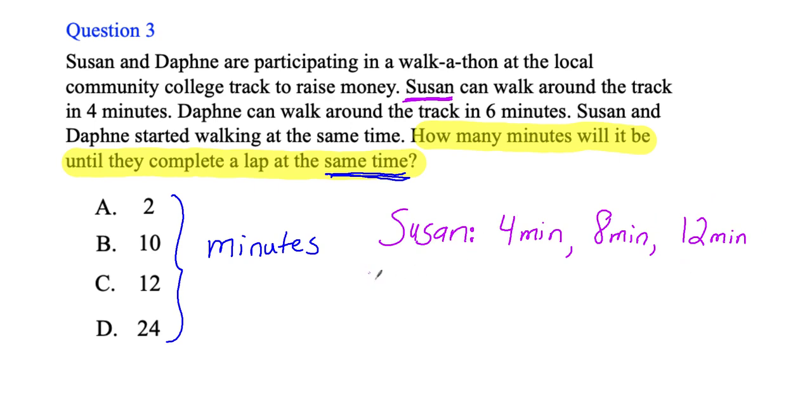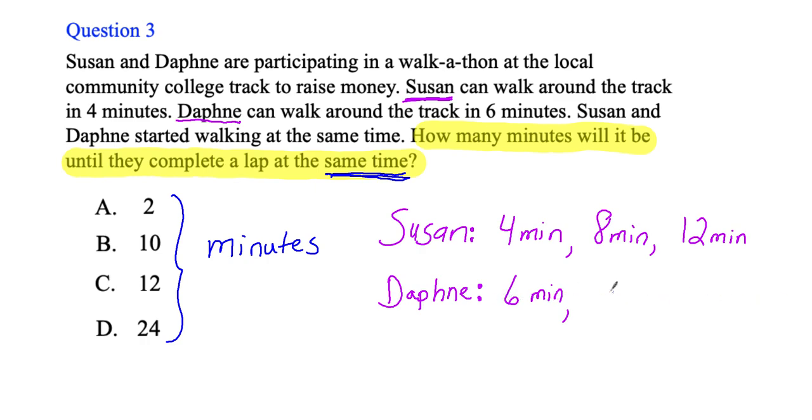Now, let's go to Daphne next. Again, I am concerned when the time is the same. I'm not concerned about the number of laps. So when the times come out the same, I'm finished. It says Daphne can walk around the track in 6 minutes. So at 6 minutes, she's walked around the track once. And then I just keep adding 6 each time.